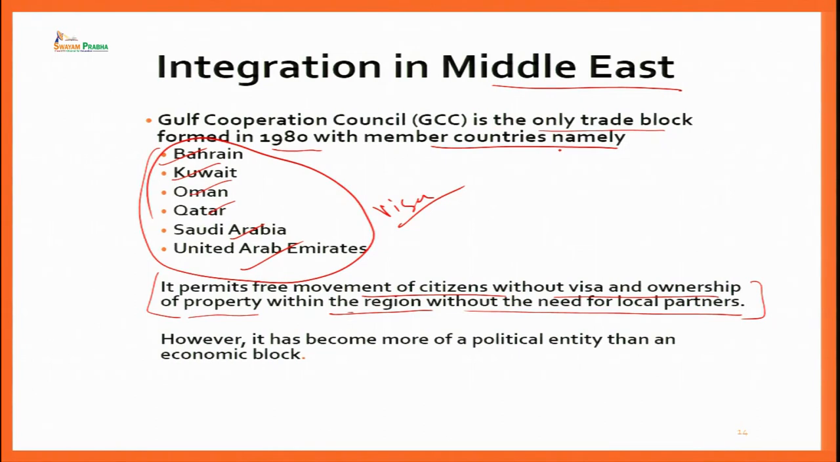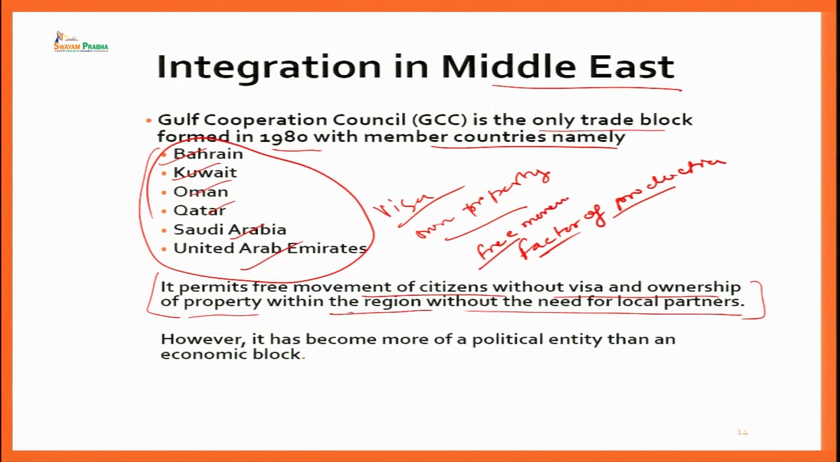You don't even have to own the property in these places, right? There is no such documentation required. You can easily move. And what does this mean? Moving factors of production. This is facilitating free movement of factors of production.